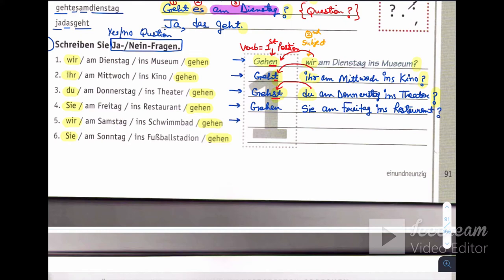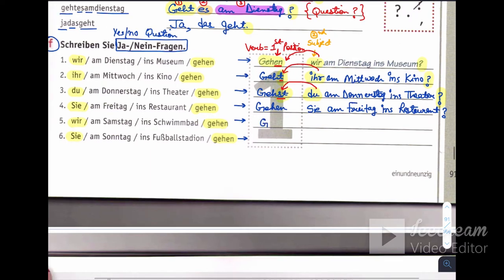Like this. Fifth one and sixth one also. Here, where is the ending? Again the ending is -en. So gehen wir am Samstag ins Schwimmbad.